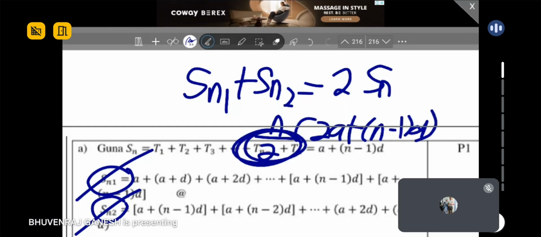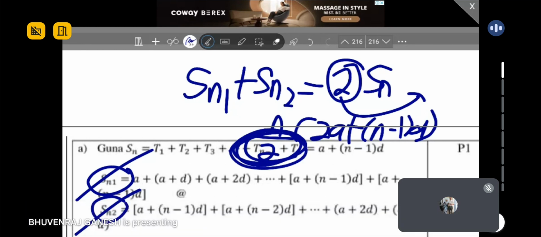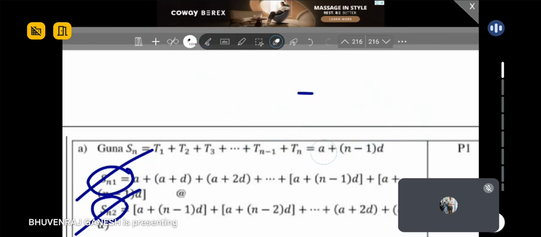Over 2. Macam mana dapat bagi 2 guys? Because 2 ni kamu akan pindah ke sebelah kanan persamaan nanti. You will shift the 2 to the right hand side. That's why you have divide 2 over here. So this is how your mind must think guys. Minda kena fikir macam ni. That's why kita kena tambah. Boleh faham tak? You guys see? Very logic, right? If minus, you don't have SN tadi. Tak ada. Okay? So you must just plus both of them.